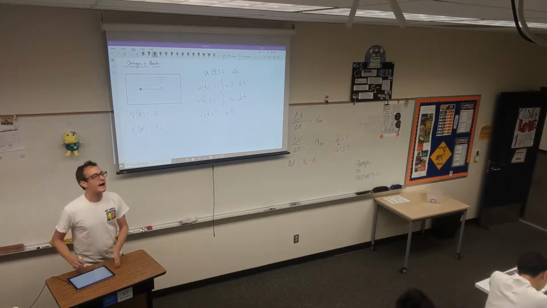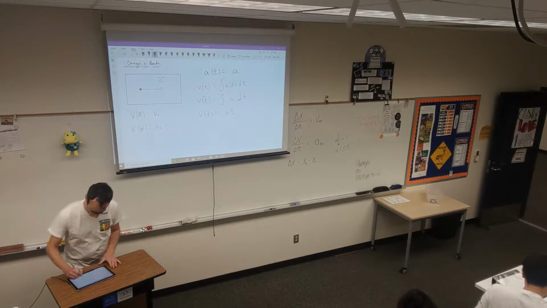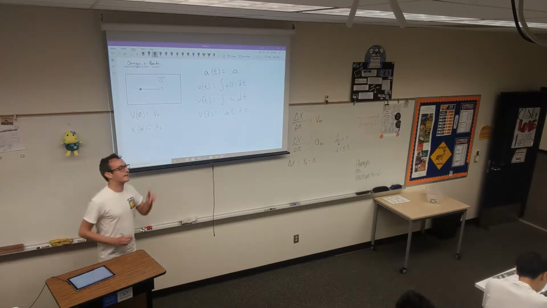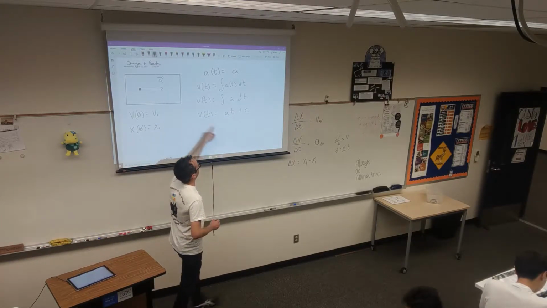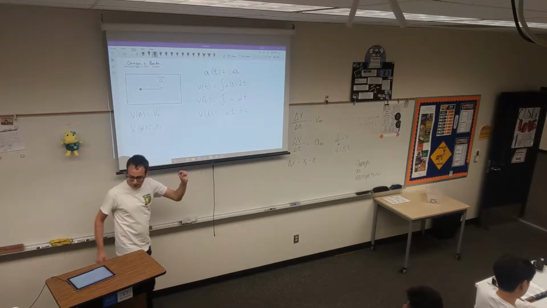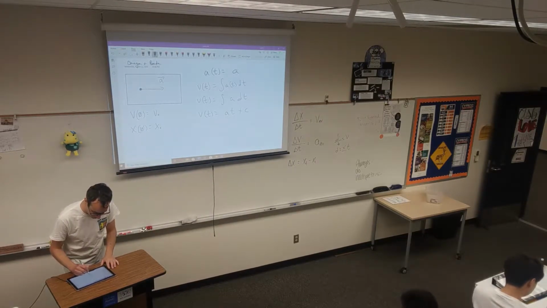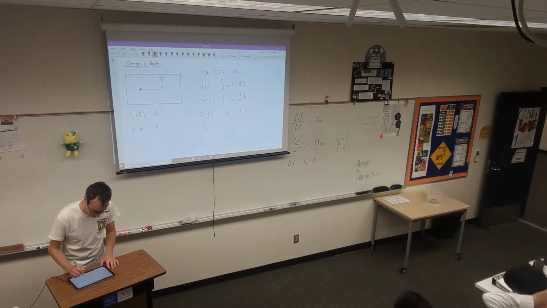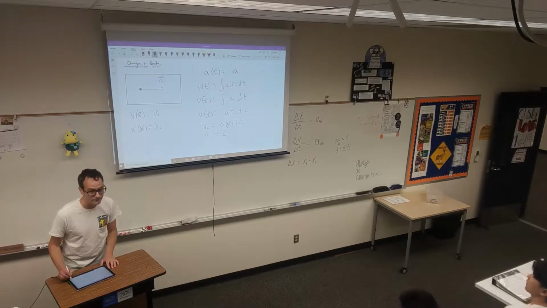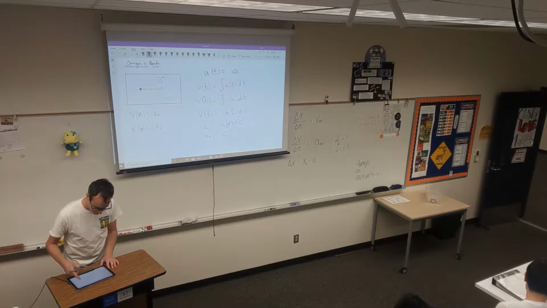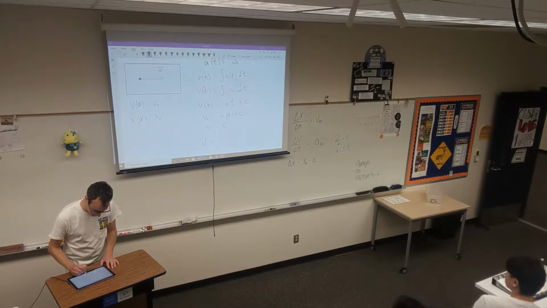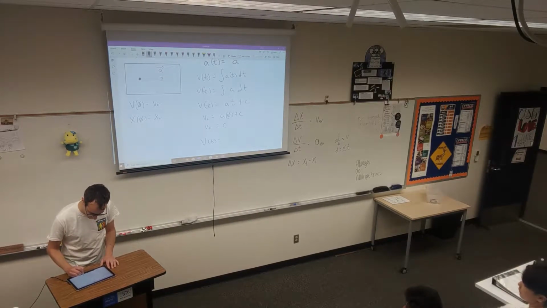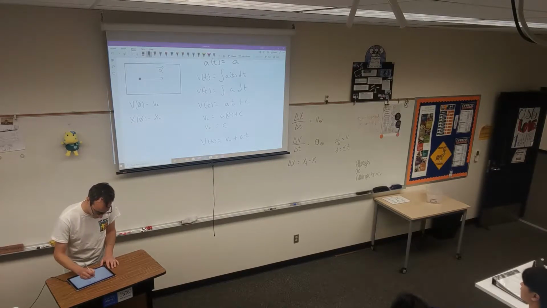So a times t, plus c. Yes, we have to do plus c just in case. But then we can use these initial conditions to find out what c is. When time equals 0, the velocity equals v naught. So v naught equals a times 0 plus c, meaning c equals v naught. That gives us the final velocity at any moment: v equals v naught plus a multiplied by time.